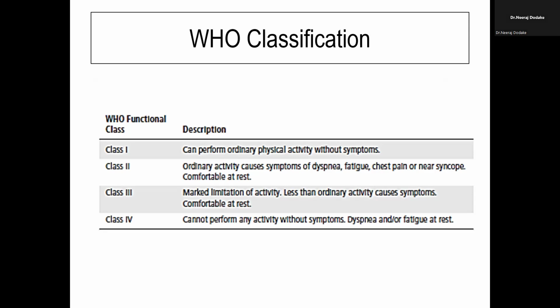Class 3 is marked limitation of activity, less than ordinary activity, that causes breathlessness or symptoms, but again comfortable at rest. And the fourth one is when he cannot perform regular activities and is dyspneic at rest. Why we are talking of this WHO functional classification is because these are the population who will be coming to you regularly when we look for pulmonary artery hypertension. Important thing is these people have class 1, class 2, class 3 classification based on their limitation of activity.